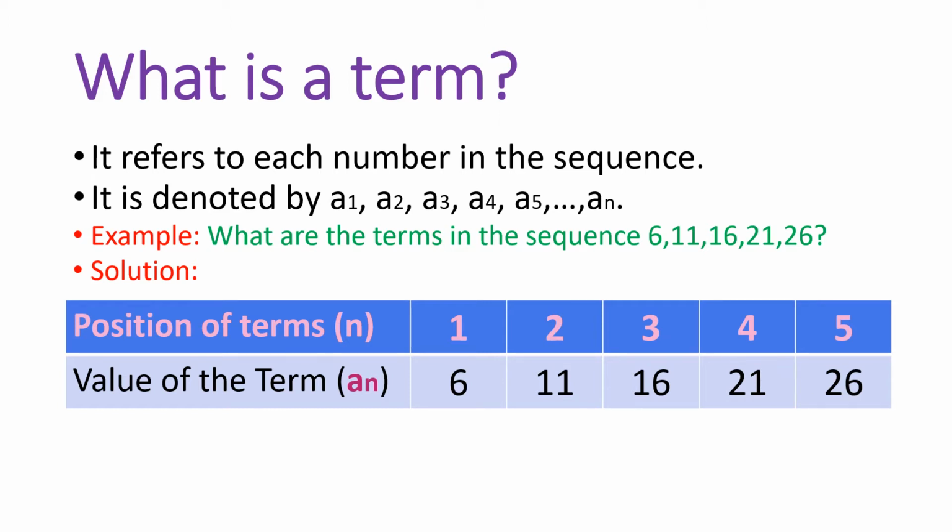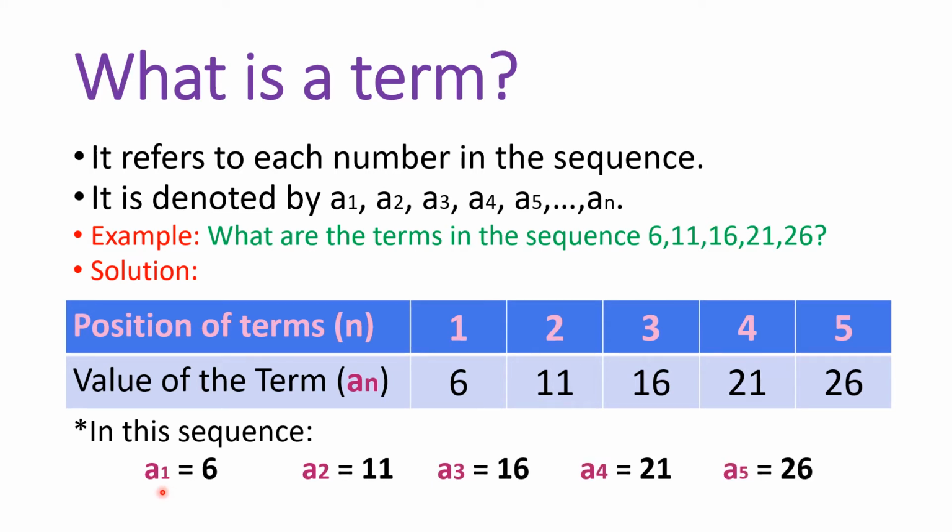Now, what do we mean by position of terms, or n? So position of terms refers to 1 or the first term, 2 or second term, 3 or third term, 4 or the fourth term, and 5 or the fifth term. So therefore, in this sequence, the value of a sub 1 or the first term is 6, the value of the second term or a sub 2 is 11, the value of the third term or a sub 3 is 16, the value of a sub 4 or fourth term is 21, and the value of the fifth term or a sub 5 is 26.